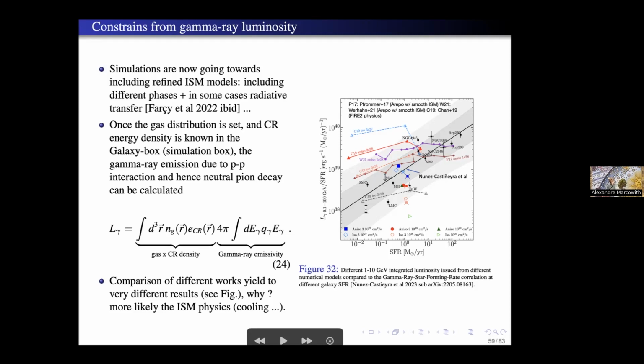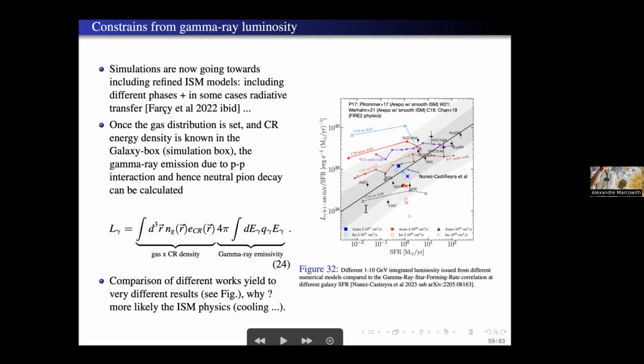Here you have the starburst objects. M82, which I showed you before, is here, and NGC 253 is also here. One extreme object is the ultra-luminous infrared galaxy Arp 220, which shows a huge star formation rate, about 100 solar masses per year, and higher gamma rays. You need to explain this correlation using this model. Once you know the cosmic ray distribution, you are able to test it.